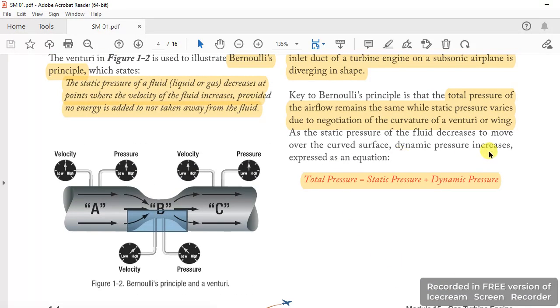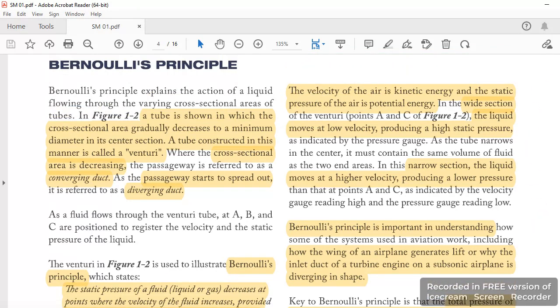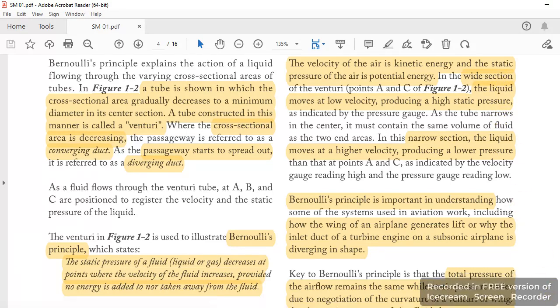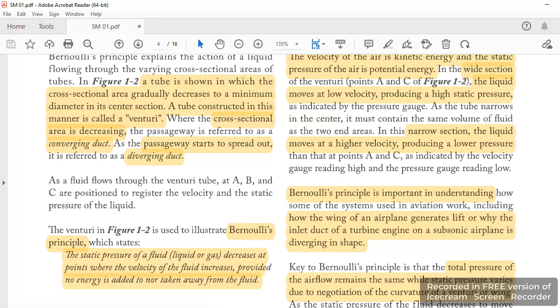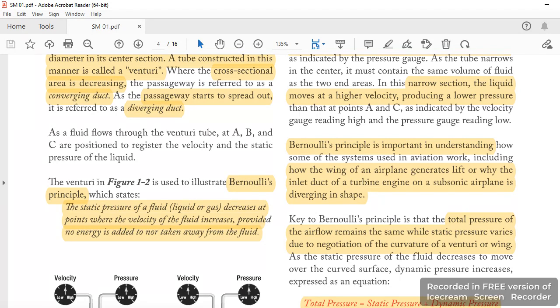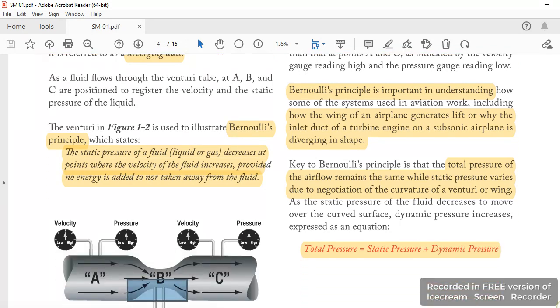Now let us see two to three more things under Bernoulli's theorem. Sorry, in the wide section, in the expanding or diverging section, the pressure goes up. It means if area increases, pressure increases and velocity decreases. But if area decreases, then velocity increases, and pressure will decrease.